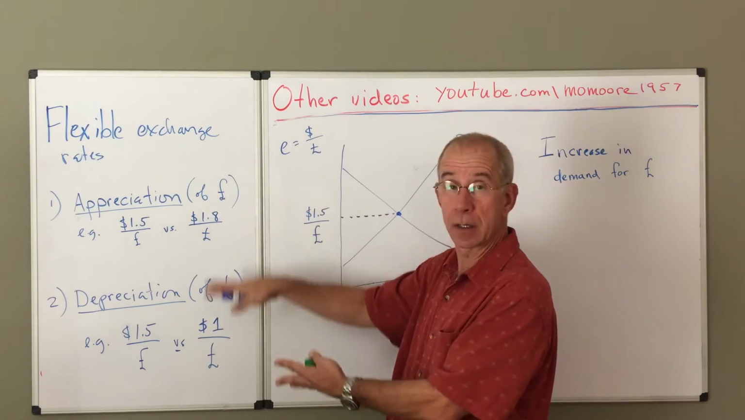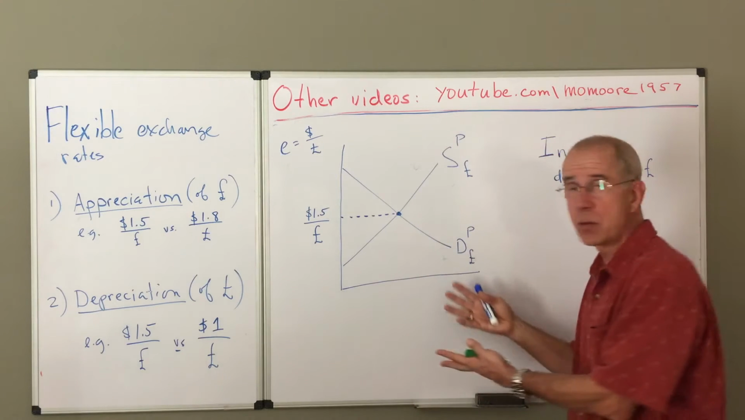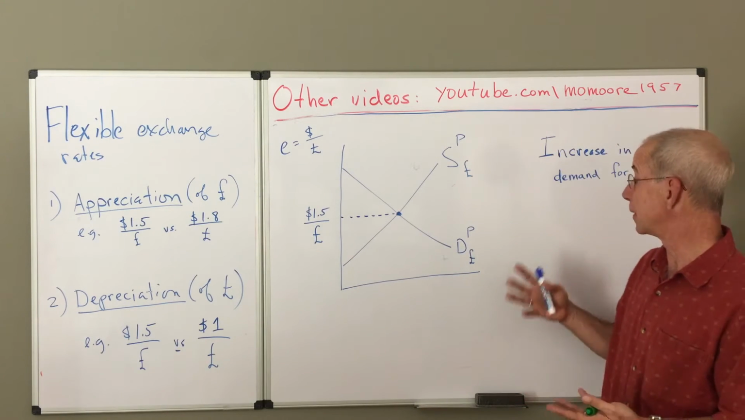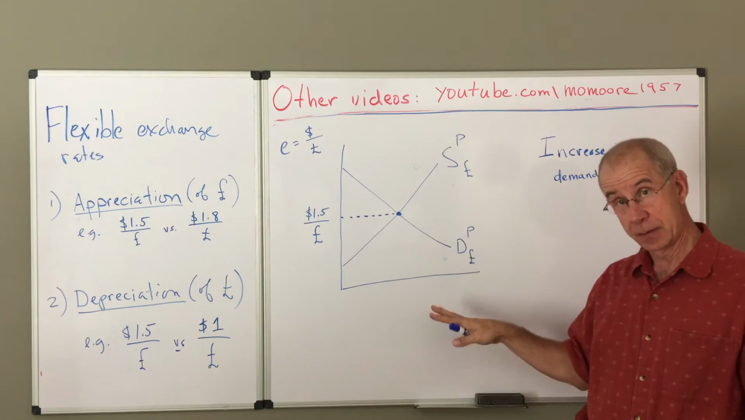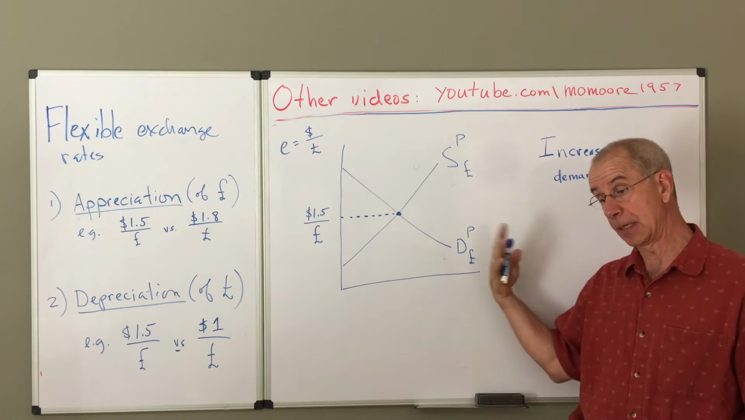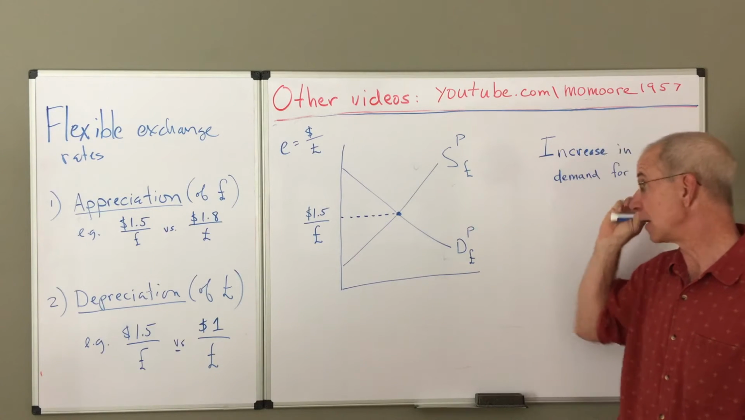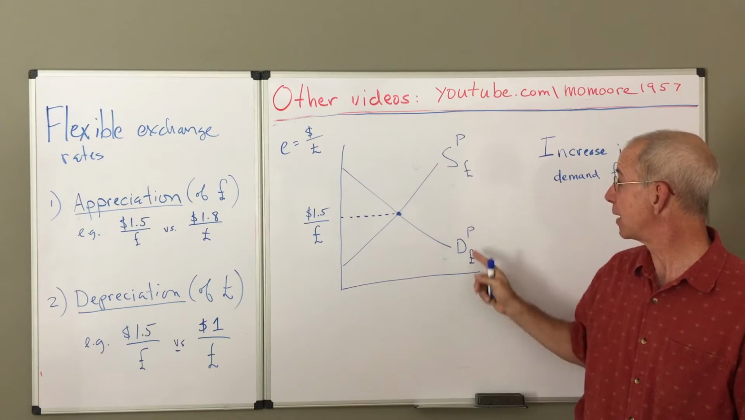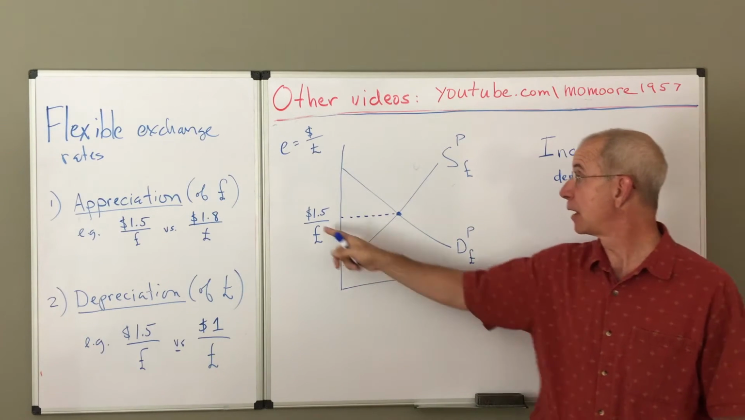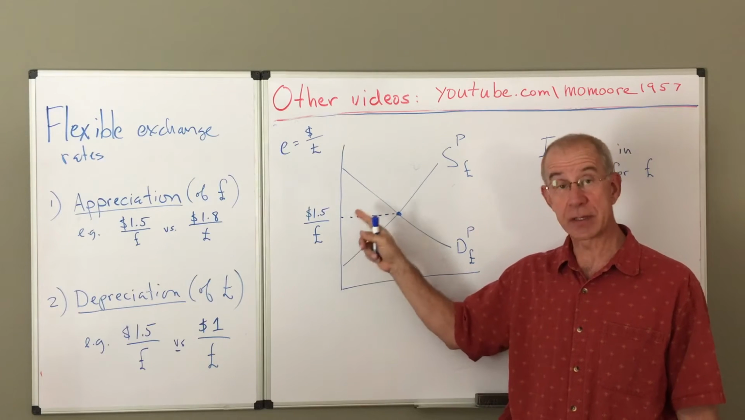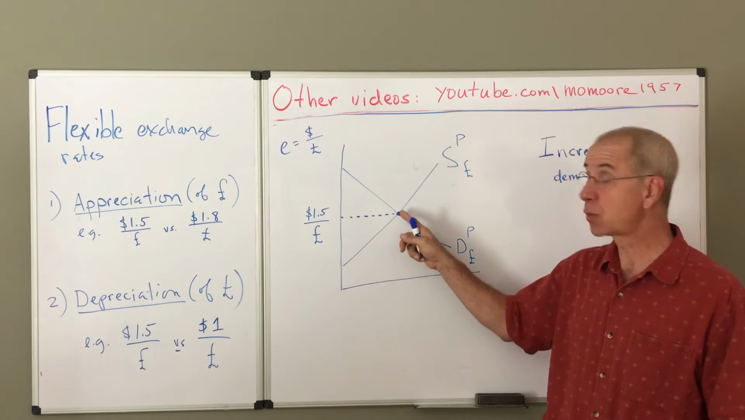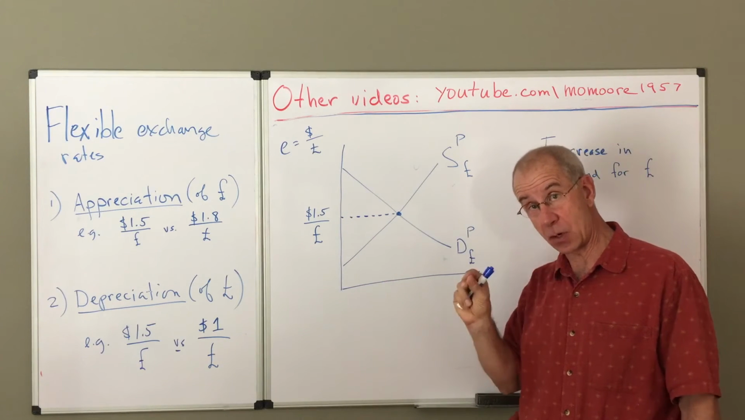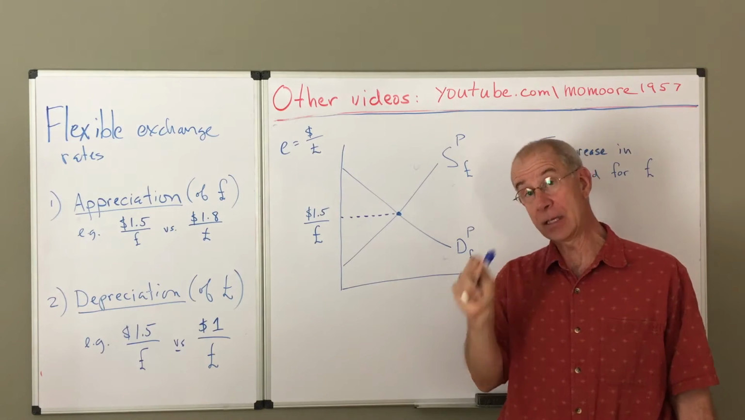Okay, so here's some examples of this, but I want to do this in terms of a graph because we'll be using this mechanism a number of times. So here we start with the private supply of pounds, the private demand for pounds, and an equilibrium exchange rate of $1.50. So that's where the demand and supply of this currency equals each other.